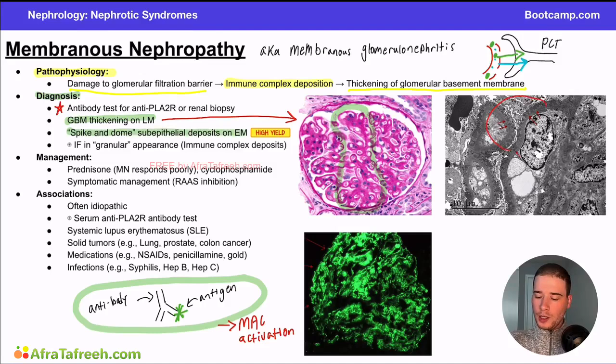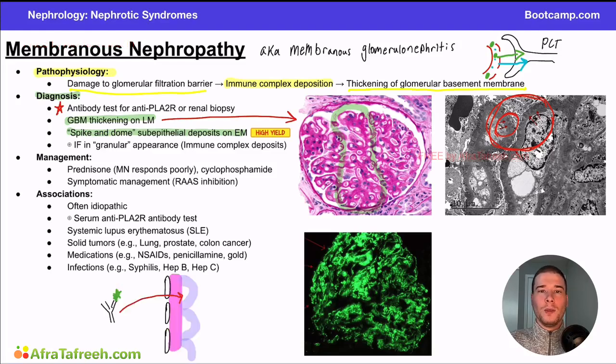So I want to draw your attention over here now, particularly to the red arrows in these very dense dark gray structures, which the red arrows are pointing to. This is a high yield finding and a high yield image that they would definitely want you to recognize on a test question. And so why does this spike and dome appearance occur?